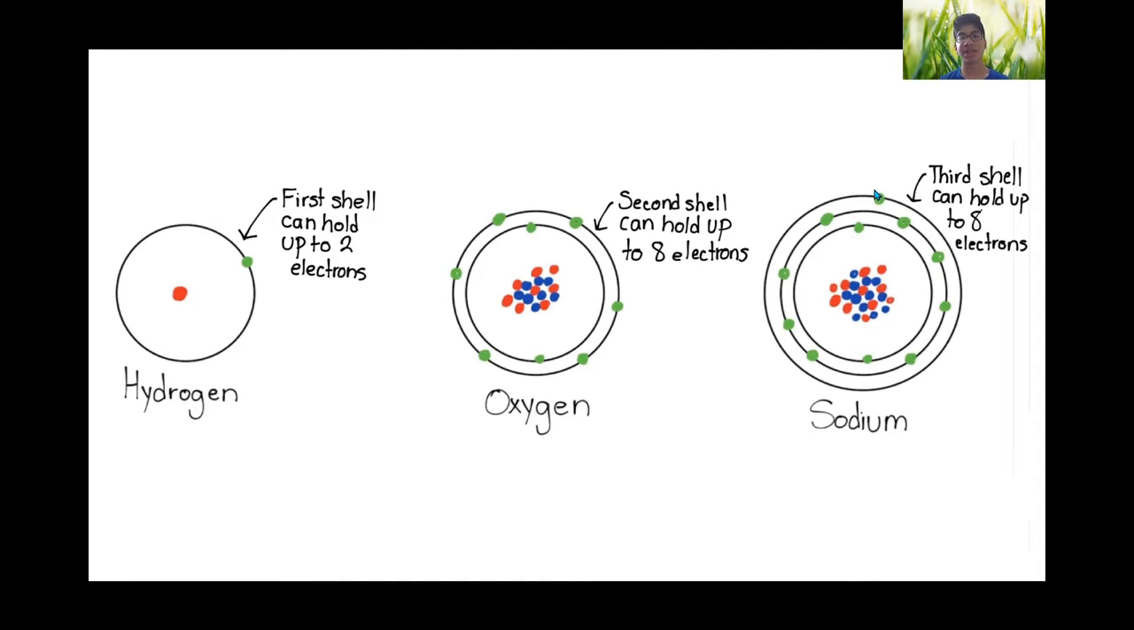So let's practice with this concept. Carbon has 6 electrons. How many electron shells does it have? I'll give you a few seconds, but if you need more time, feel free to pause the video.